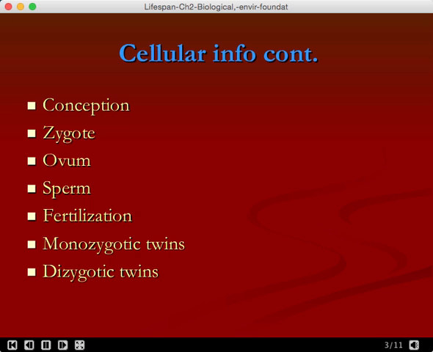2/3 of twins result from different sperm cells, and usually 2 ova, and are called dizygotic twins. They are no more alike than any 2 siblings.